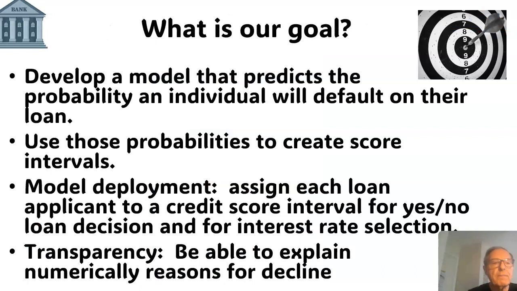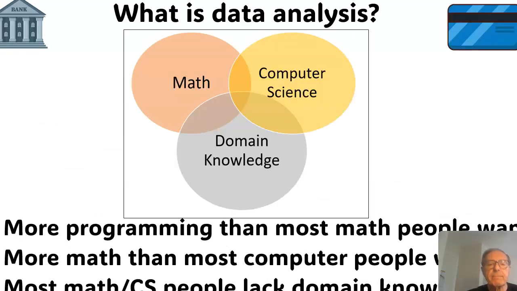So what is our goal? We're going to develop a model that predicts the probability an individual will default on their loan, use these probabilities to create score intervals, assign each loan applicant to a credit score interval for a yes-no loan decision, and we want to do this on a transparent basis. We want to be able to explain numerically the reasons if we decline that person.